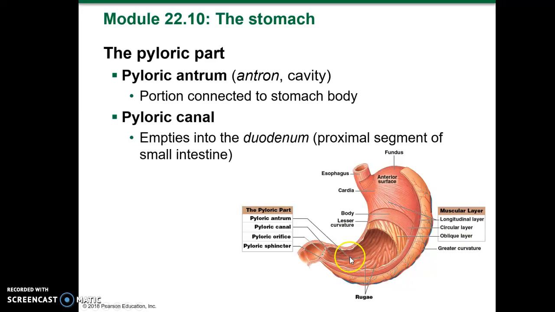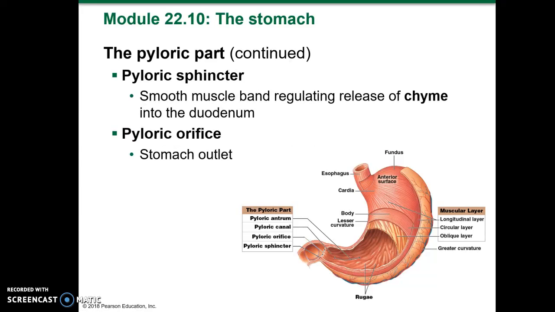The pyloric antrum is a portion connected to the stomach body. The pyloric canal empties into the duodenum of the small intestine. The pyloric sphincter is a smooth muscle band that regulates the release of chyme into the duodenum. And then the pyloric orifice is the stomach outlet.